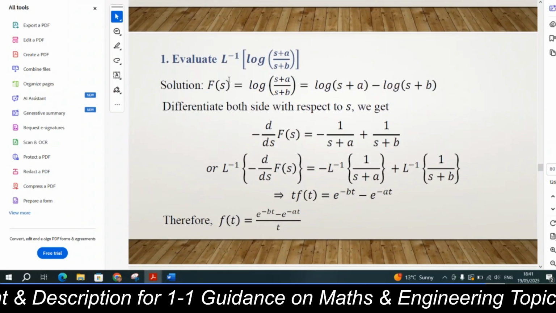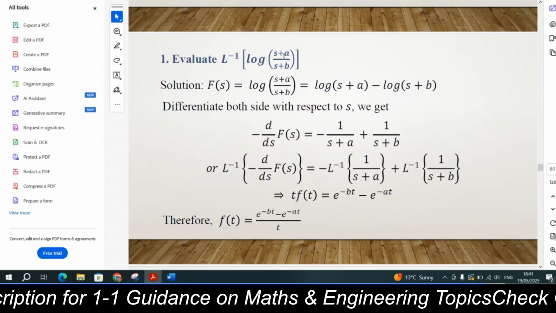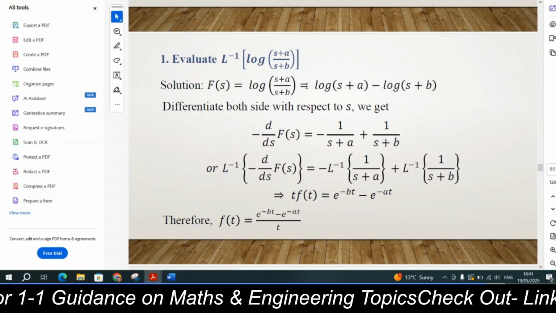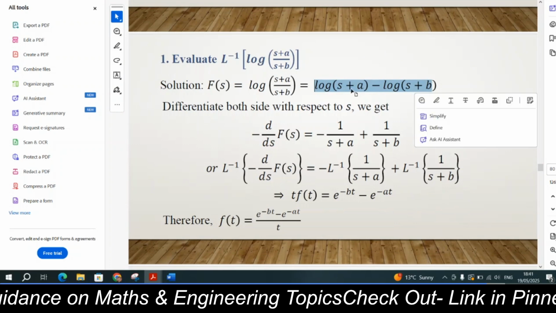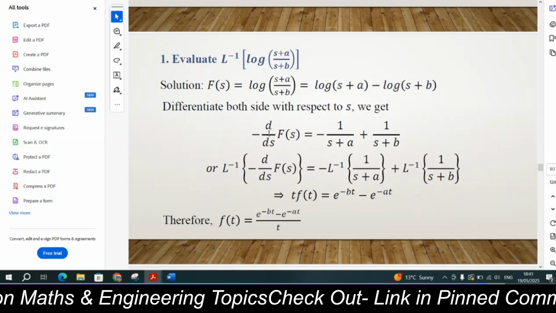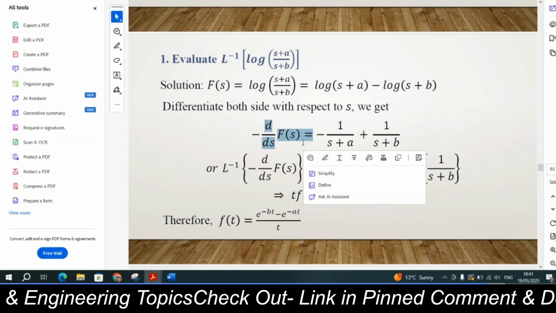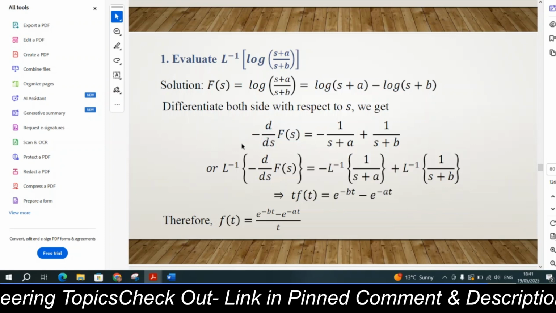Is that clear? Basically, this is the proof, I would say. That's how you are getting this power of t and the negative sign. Is it clear? Yes, sir.